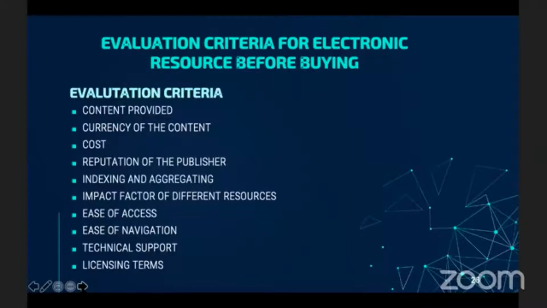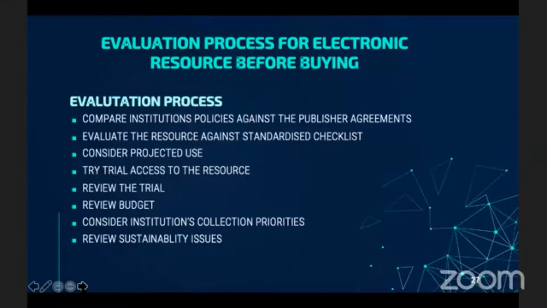Now, I have given some guidelines for you. This is mostly academic, but I would like you to use these things. The following guidelines provide a sound evaluation criteria for acquiring any electronic resources. Is the content relevant? Does the publisher provide current content? What is the cost of the content? What is the publisher's reputation? Where is the resource indexed and aggregated? What is the impact factor of journals published within the database? How easy is it to access the content? How easy is it to navigate? What kind of technical support and what kind of licensing terms do you get? These are the criteria which you use to evaluate the resources.